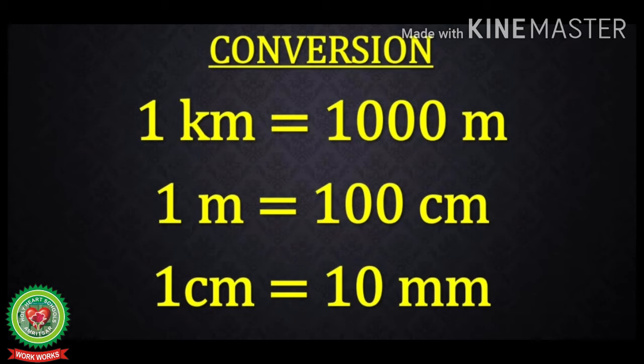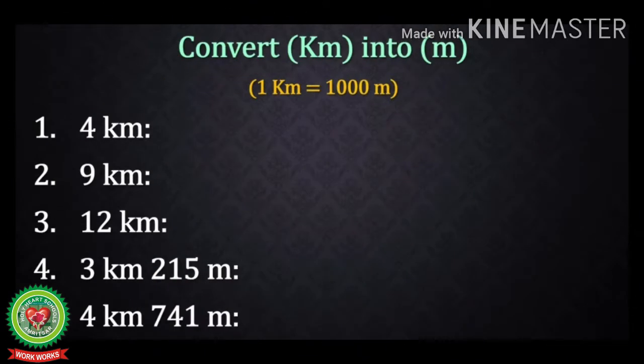Children, you have to remember this conversion for further sums. 1 kilometer is equal to 1000 meters. 1 meter is equal to 100 centimeters and 1 centimeter is equal to 10 millimeters. Now let us learn how to convert kilometers into meters. Again remember that 1 kilometer is equal to 1000 meters.